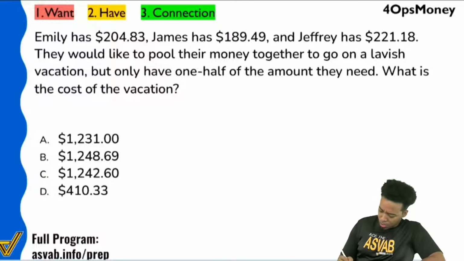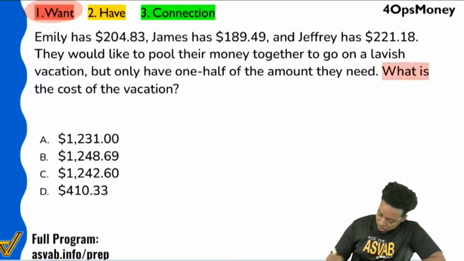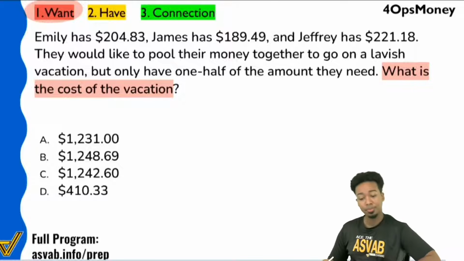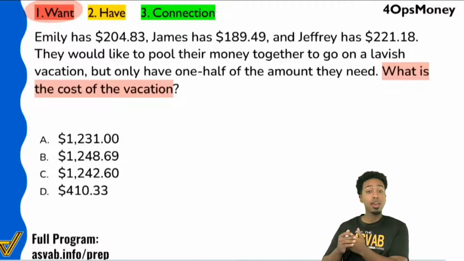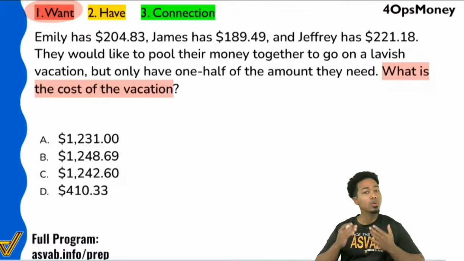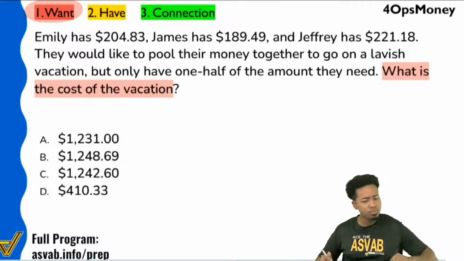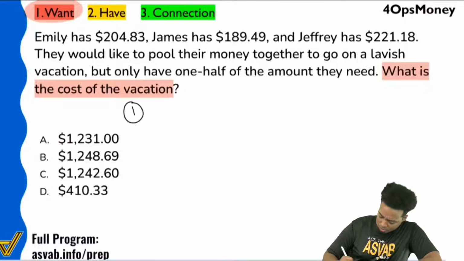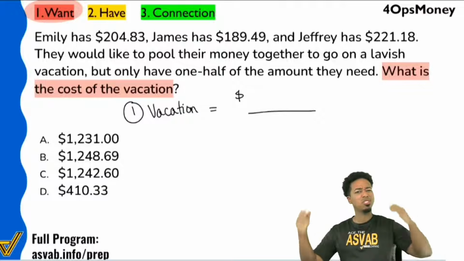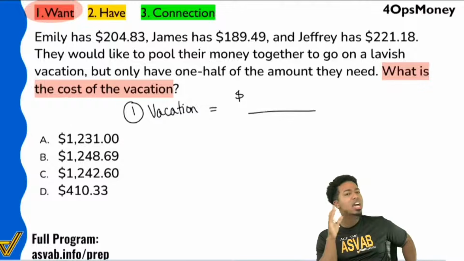So step 1, read the question. What do you want? Here we go. It says, what is the cost of the vacation? Everybody, is it okay to say from this red highlight that no matter what, at the end of the day, what we want to figure out is the amount of money that this vacation is worth? Is that true? Right, step number 1, we're going to be saying, hey, vacation equals some money, blank, right? This equals some money. Okay, sounds good.